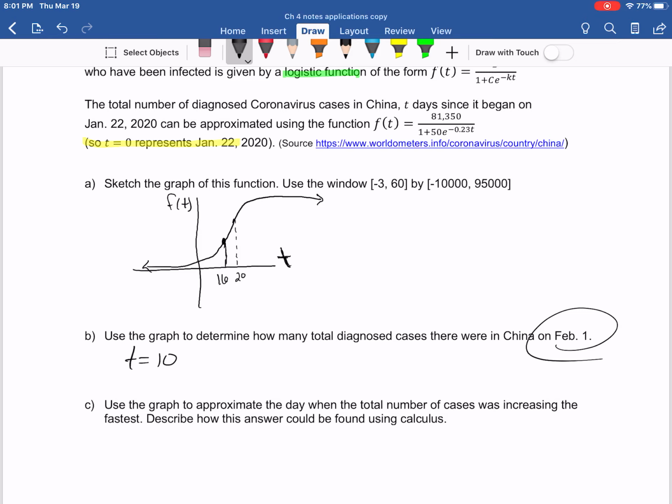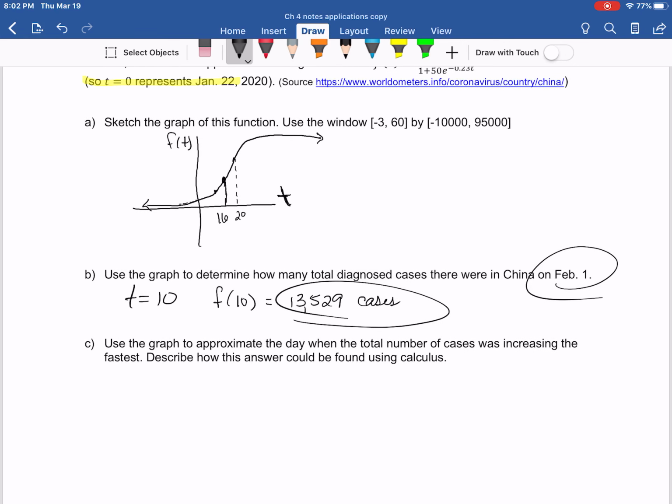You're going to trace over on your graph, or actually once you've hit the trace button, type in the number 10 for me. Type in the number 10 and it's going to jump to that location on your graph exactly at 10. And when you jump there, you're going to get the output value, the y-coordinate, 13,000. f of 10 equals 13,529 cases. And that's how many cases there were 10 days after the start of the virus.